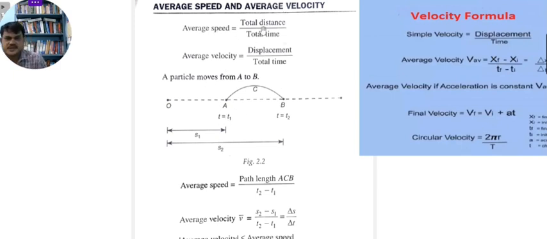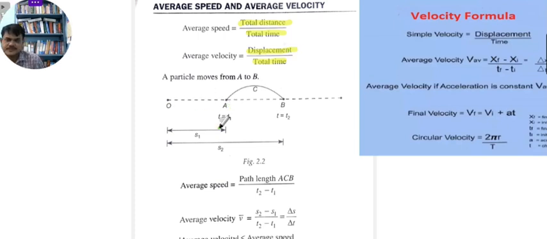Average speed, as already told, is the total distance divided by total time. Average velocity will be our displacement divided by total time. In average speed and average velocity, there is no difference in total time, the difference is only distance and displacement.